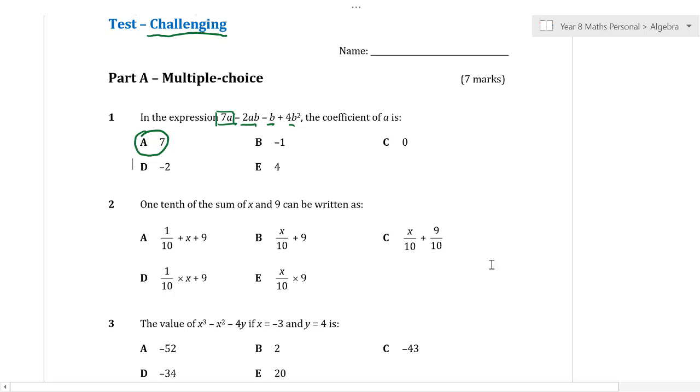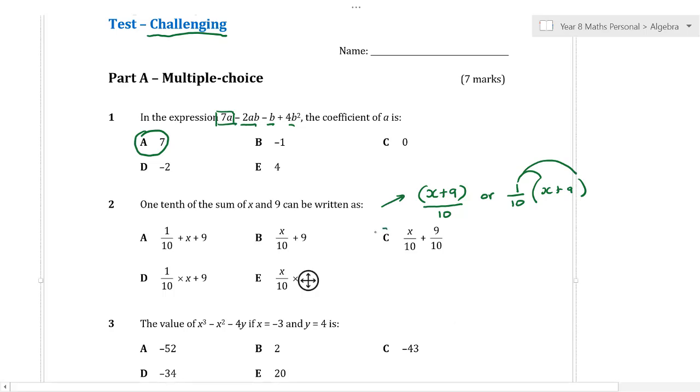Now it says here these worded ones, 1/10 of the sum of x and 9. Whenever you see something like the sum of x and 9, I'd like you to use brackets, please. So the sum of x and 9, we have that, and we want 1/10 of that. So that is the same as dividing through by 10, or if you like, we can have 1/10 as a fraction out the front of x plus 9. Now, if you go to expand those terms like so, that will give me x over 10 plus 9 over 10, and the only answer there is C.